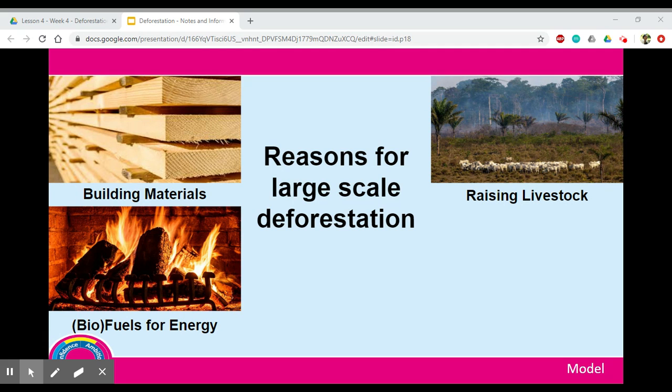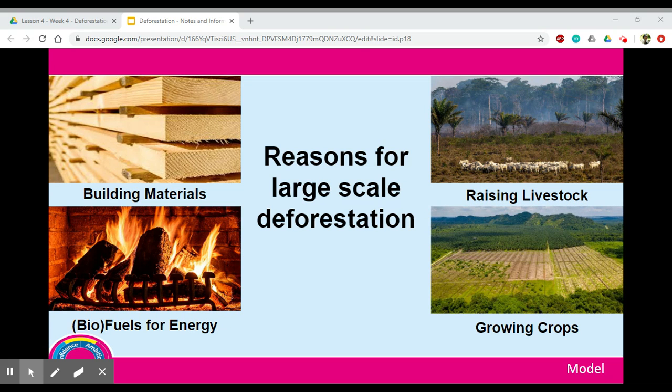Then we've got raising livestock. A lot of forest land is cleared to make room for raising, especially cattle. And then we've got growing crops, and this can include things like rice mainly and soya plantations.